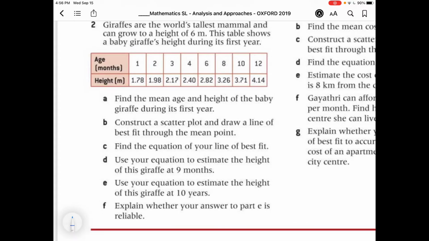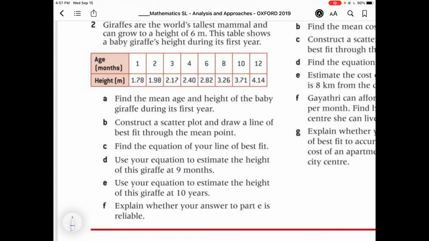So we won't do all the pieces of this, but it really highlights why we should be nervous about extrapolation. Giraffes are the world's tallest mammal and can grow to a height of 6 meters. This table shows a baby giraffe's height during its first year. So you've got age in months up to 12 months and height going up to 4.14 meters. We could find the mean age of the baby giraffe during its first year. I guess it would be 6 months.